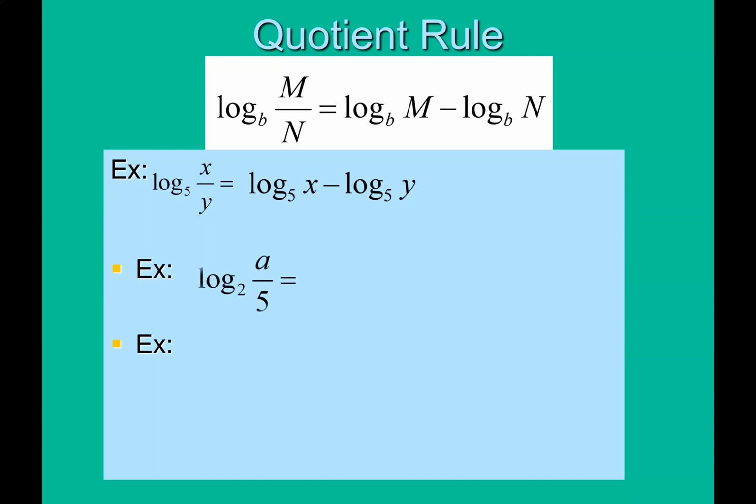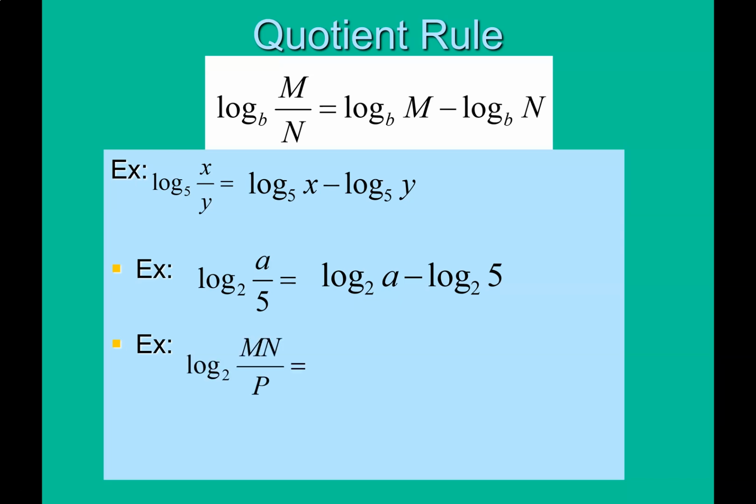Let's try another. We have log base 2 of a over 5. Again, we need to expand it, make it bigger. So this should be log base 2 of the numerator, which is a, minus log base 2 of 5. I am done with this one.